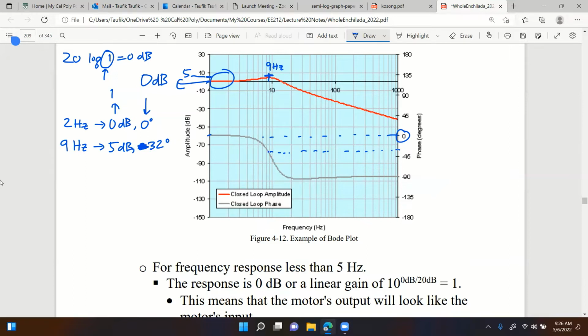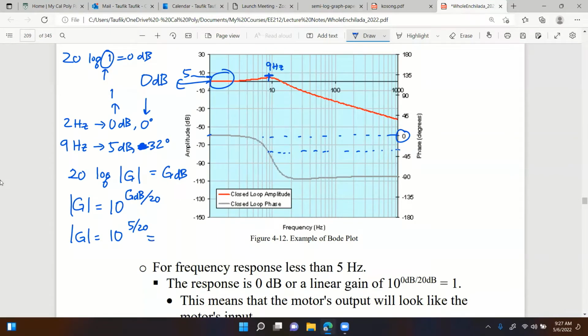So how do we know the linear gain from the dB? Well, you go backward. If you convert from linear gain to dB, this is the equation: 20 log of the linear gain, that's the gain in dB. What if you want to go the opposite? Then the linear gain is 10 to the power of the gain in dB divided by 20. So in this case, if it's 5 dB, the actual gain would be 10 to the power of 5 over 20, which is 10 to the 1 over 4. That's the gain in linear terms, not in dB anymore. Does it make sense?